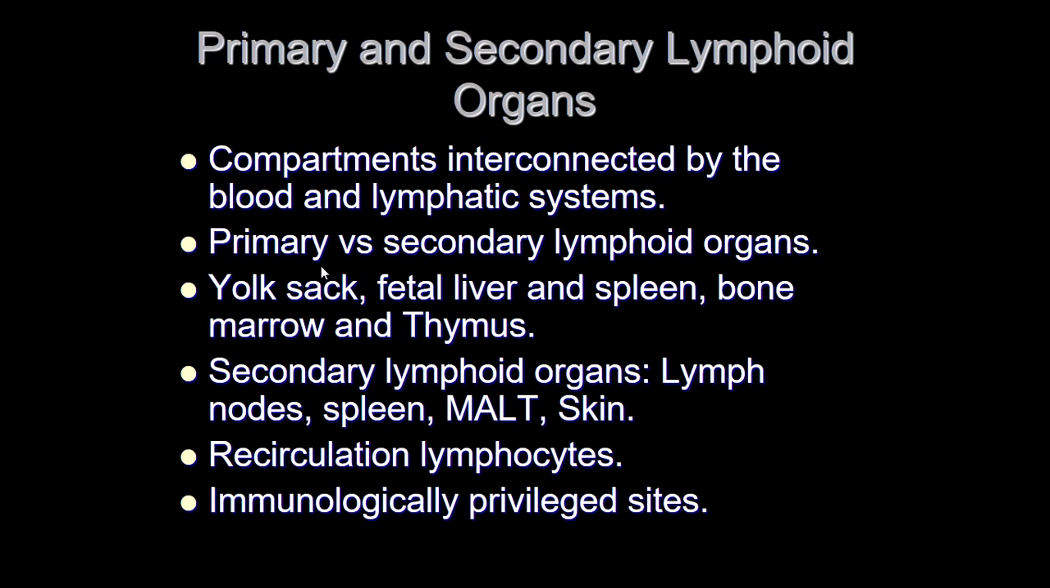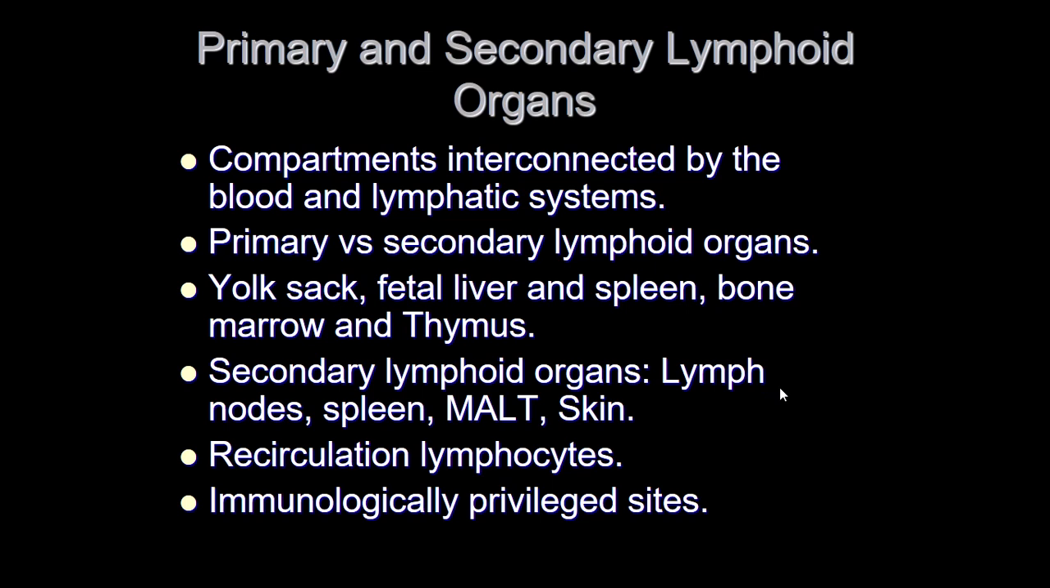So the milestones or the development of the immune system starts from the yolk sac, and then after that the fetal liver, and after that the spleen, and then the bone marrow, and then the thymus gland. These are the developmental stages of our immune system.